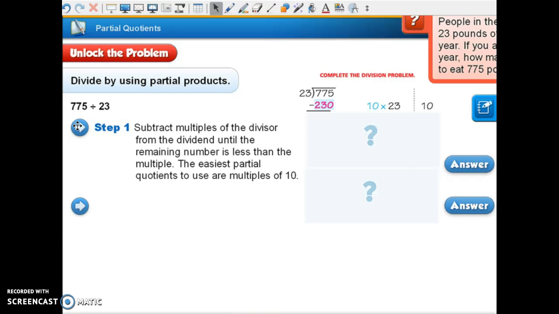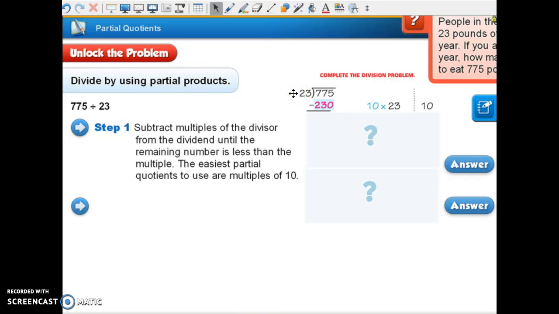Subtract multiples of the divisor. What does that mean, multiples of the divisor? Like what you multiply it by, what the inside quotients are. So what you would multiply your divisor by. If I multiply my divisor by 10, I have the 10th multiple of the divisor. It says subtract multiples of the divisor from the dividend until the remaining number is less than the multiple. When they say the multiple, they're referring to this 23.